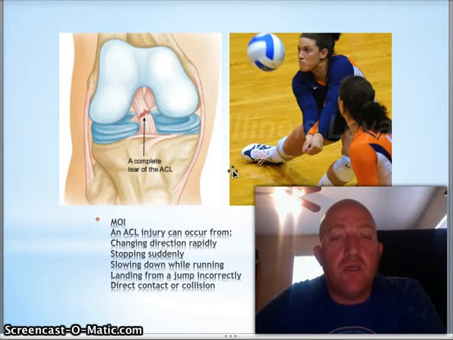And then direct contact or collision, which we don't see very often in volleyball. However, an example would be in football when a defensive player hits another player from the outside of the knee, causing trauma to the knee and possibly a tear of the ACL.